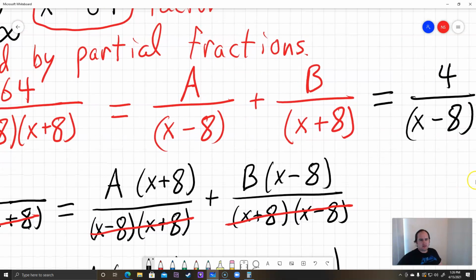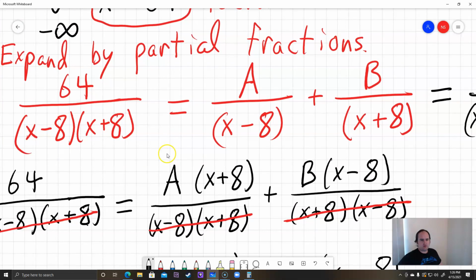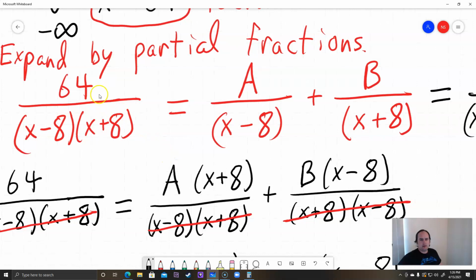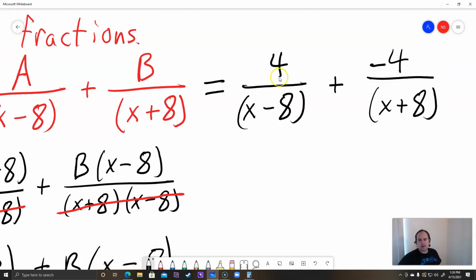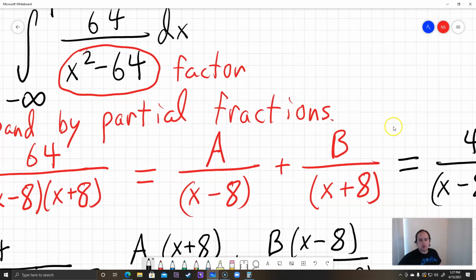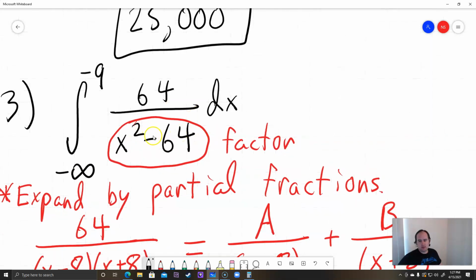Okay, so we plug those in to our partial fraction decomposition. So remember, we're just plugging in a and b. That's the whole point of this, to rewrite it as two fractions. And now these two fractions are going to be a heck of a lot easier to integrate than the original problem, which was pretty tough to integrate the way it was written.